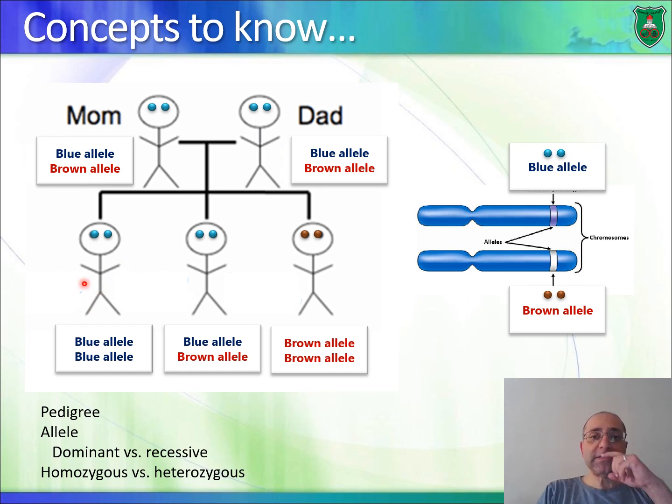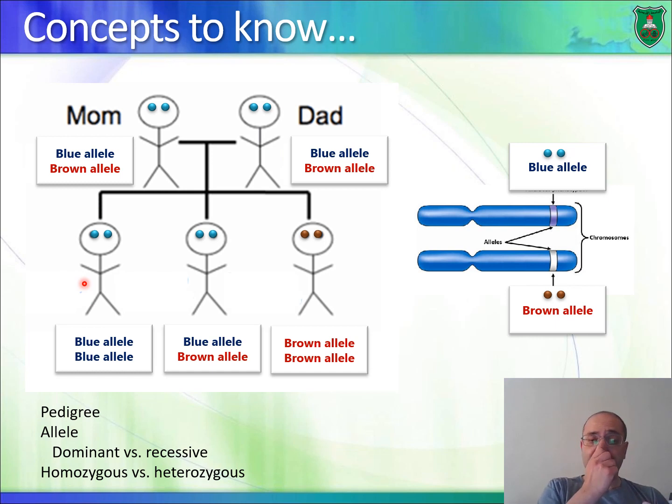So let's say that the blue allele is dominant, and the brown allele is recessive. So what does that mean, dominant and recessive? It means that if you have two alleles, one of them would prevail, one of them would dominate the other allele. So the phenotype of the other allele would not be shown, and the dominant allele would be present in that individual. It would be the phenotype.